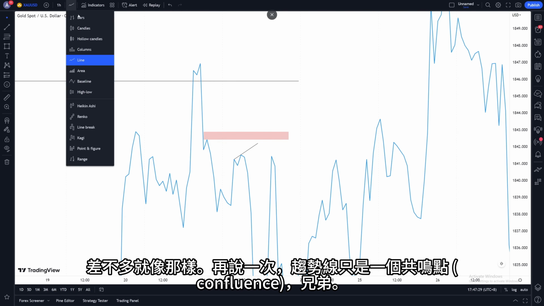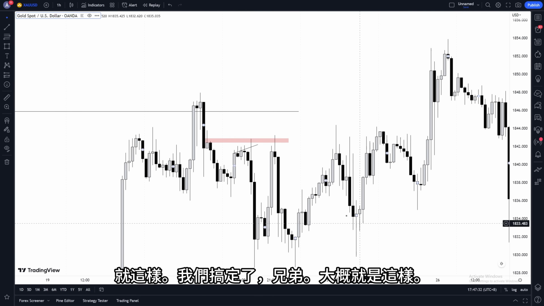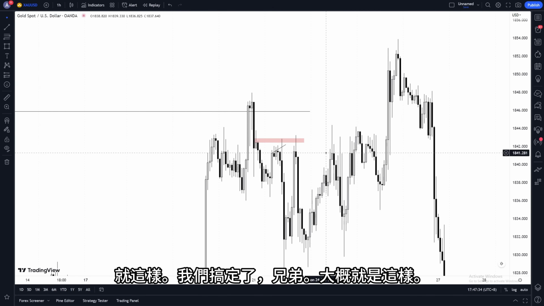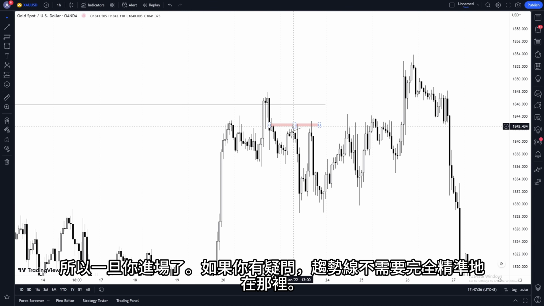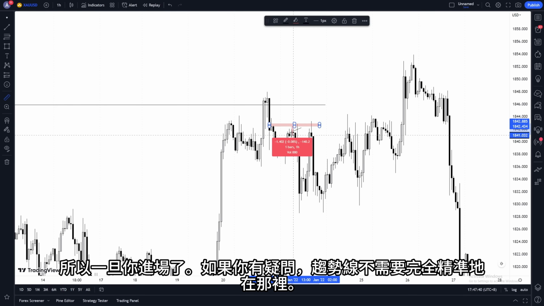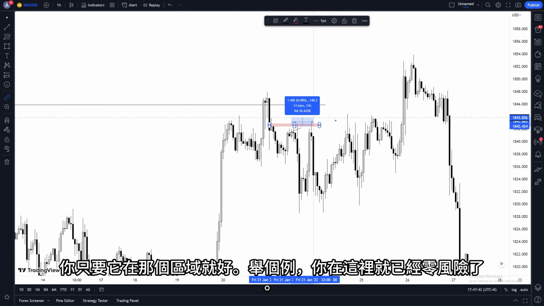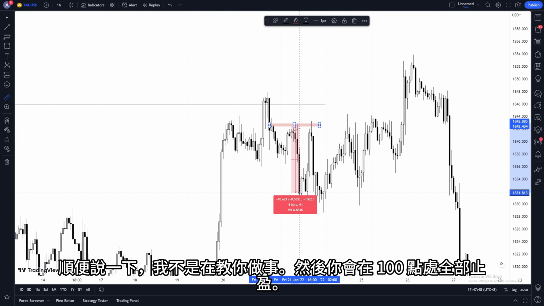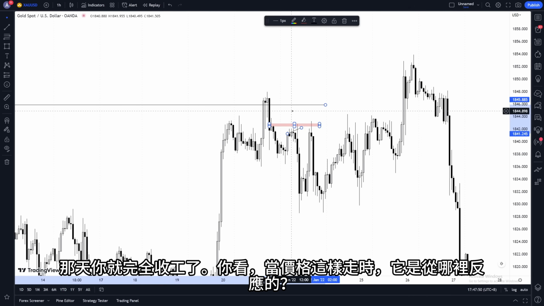Something like that. And again, trend line's just a confluence, bro. That's it. And we got it, bro. That's pretty much it. So once you've entered, if you're wondering, the trend line doesn't have to be exactly there. You just want it to be in that area. And so you'd be risk-free right here, for example. I'm not telling you how to do things, by the way. And then you take your full profit at 100 pips and you're completely done for the day, right?